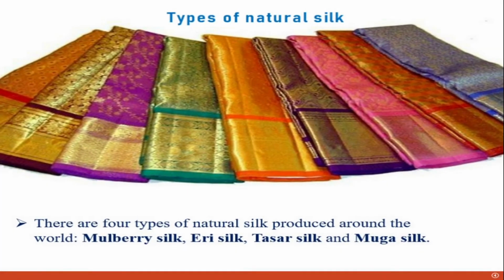Here we have some types of silks. There are four important silks: mulberry silk, eri silk, tassar silk, and muga silk. Here, mulberry silk is the famous one, and its quality is also very good.